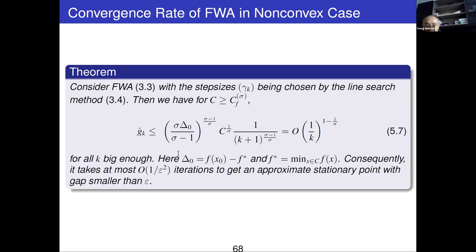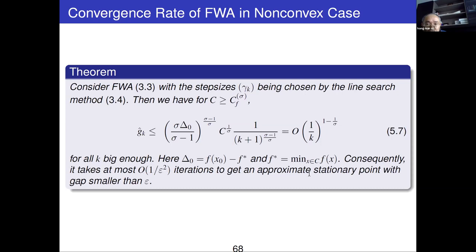Okay, the minimum gap g hat k is upper bounded on the right hand side, which shows you the rate of convergence, capital O of 1/k to the power 1 minus 1/sigma. That's the rate of convergence in the case of non-convex. We can only get this rate for the gap. Actually, also the minimum gap.